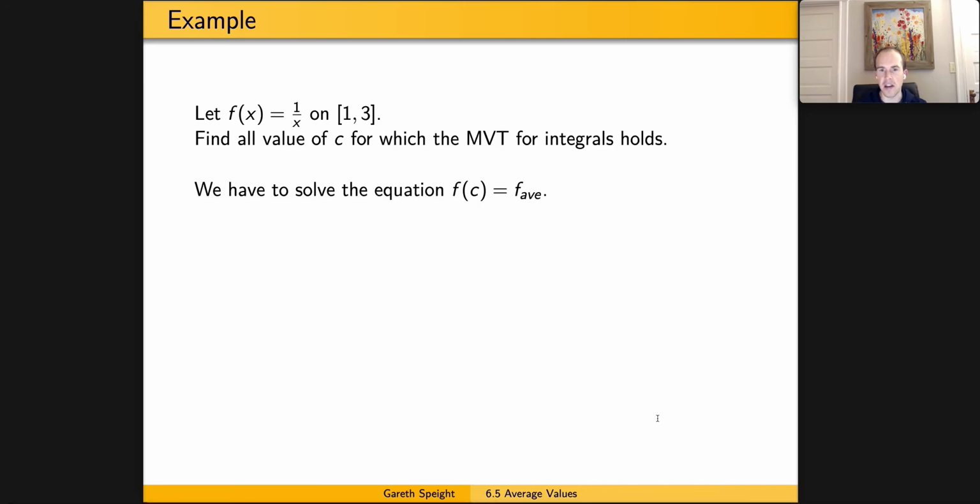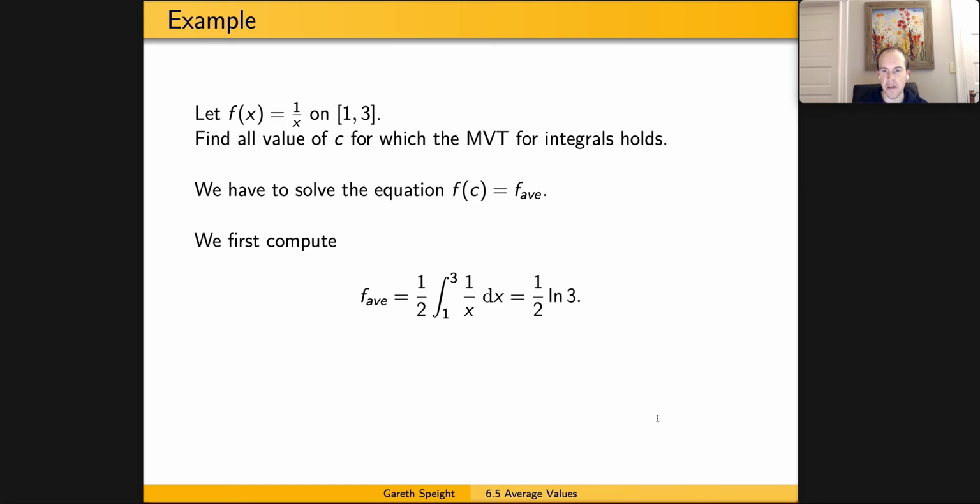So let's first calculate the average value. That's going to be a number. So we have to do 1 over b minus a, which in this case is 1 over 3 minus 1, so 1 over 2, times the integral of our function on our interval, so the integral from 1 to 3 of 1 over x. The antiderivative is ln of the absolute value of x. We plug in 3, we get ln 3. We plug in 1, ln 1 is 0, so we're left with ln 3. And then we have the half hanging out, so we get a half ln 3. So the average value of our function is a half ln 3.